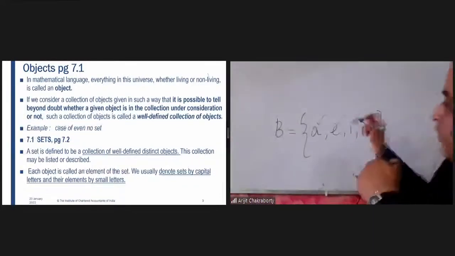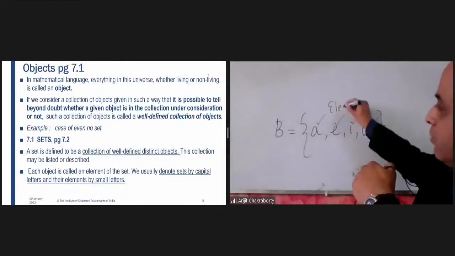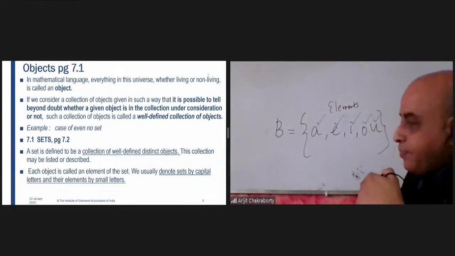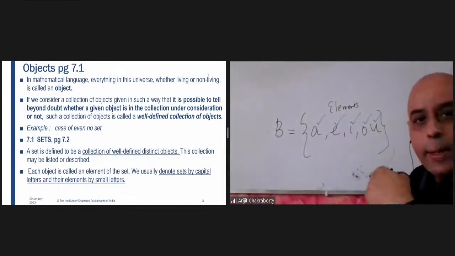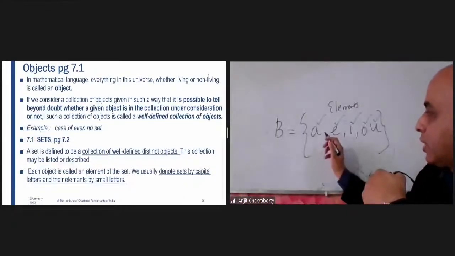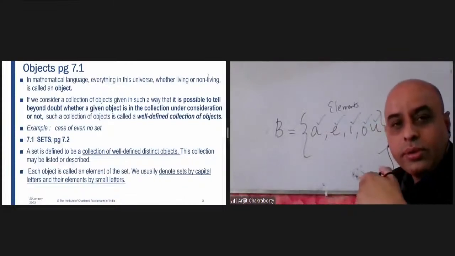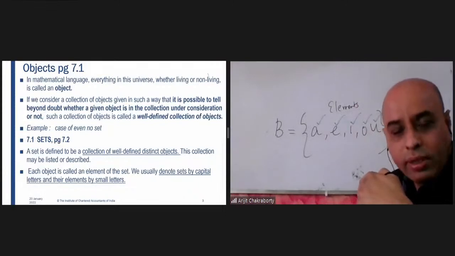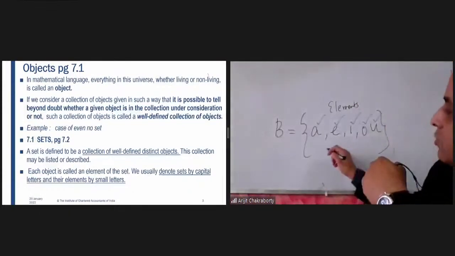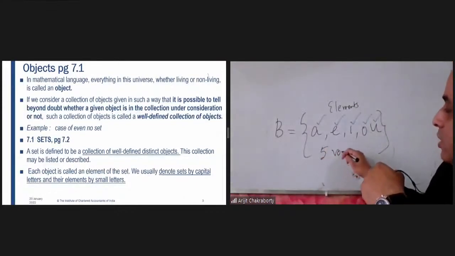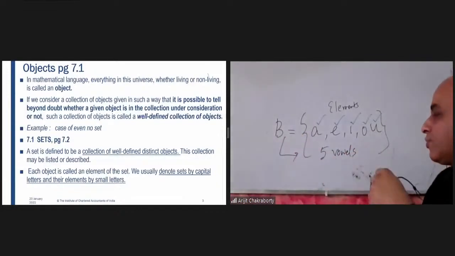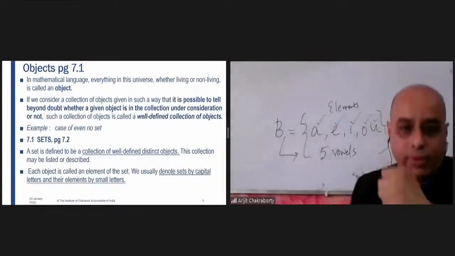Okay, they are known as elements. So they are called elements. So you can say they are members of the set. They are all members of the set, and if you see the letters A, E, I, O, U, you can easily understand that these are the vowels in the English language. So we have taken the 5 vowels. In other words, set B is a set of the vowels in the English language.